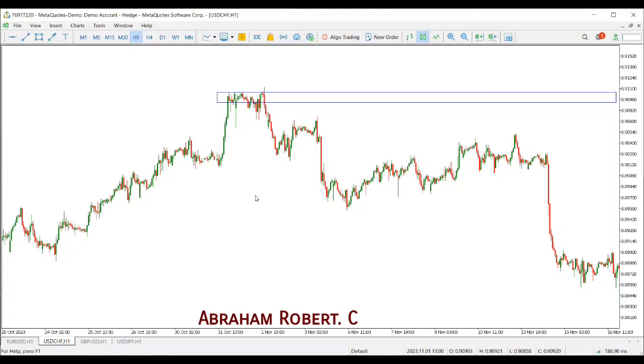Now, note this. The resistance level is always above the current market price. I will explain in detail in the next class. The resistance level is always above the current market price, while the support level is always below the current market price.